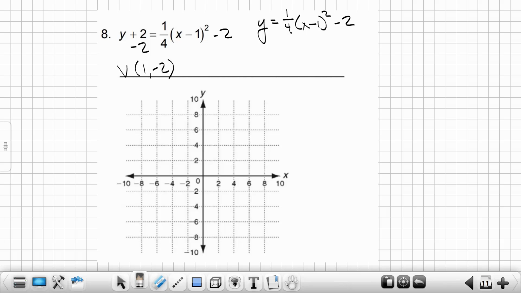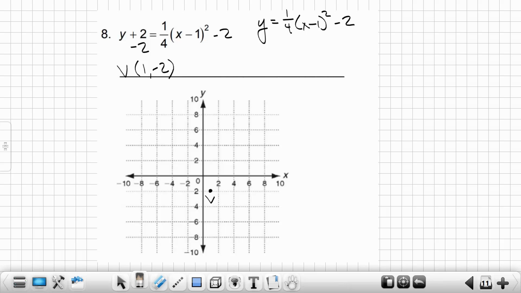Because this one's vertical. The other one's horizontal. Remember, whatever's with x is your h. Whatever's with y is your k. So look at the beginning problem. What's with the y? The 2 is with it. Okay, so that's my y. All right, so 1, -2. There's my vertex.